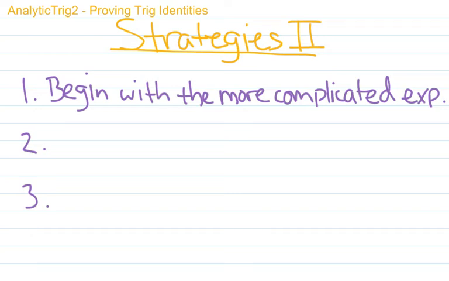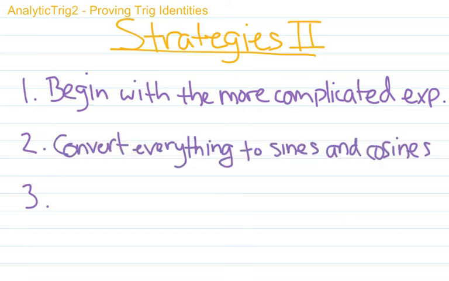Now this next one is completely separate from this. It's just part of these 3 strategies. And it's this. Convert every term to sines and cosines. So tangent could be written as a quotient of the 2. Cosecant could be written as reciprocal of sine. Secant could be written as reciprocal of cosine.